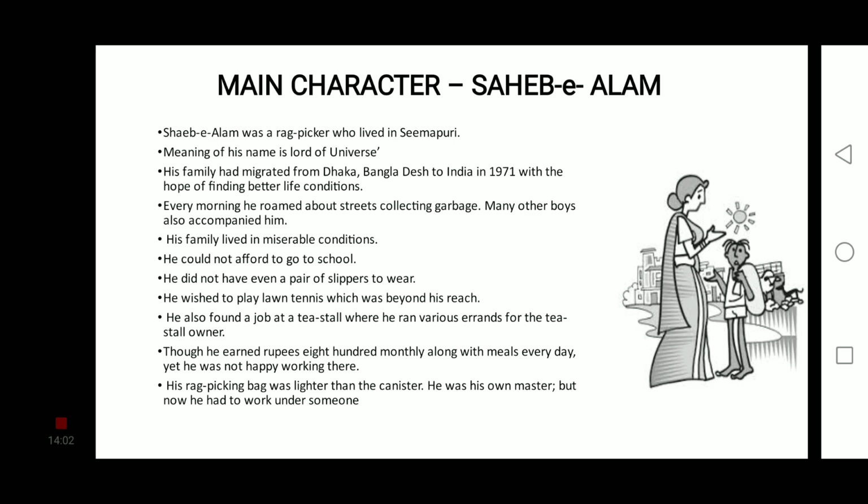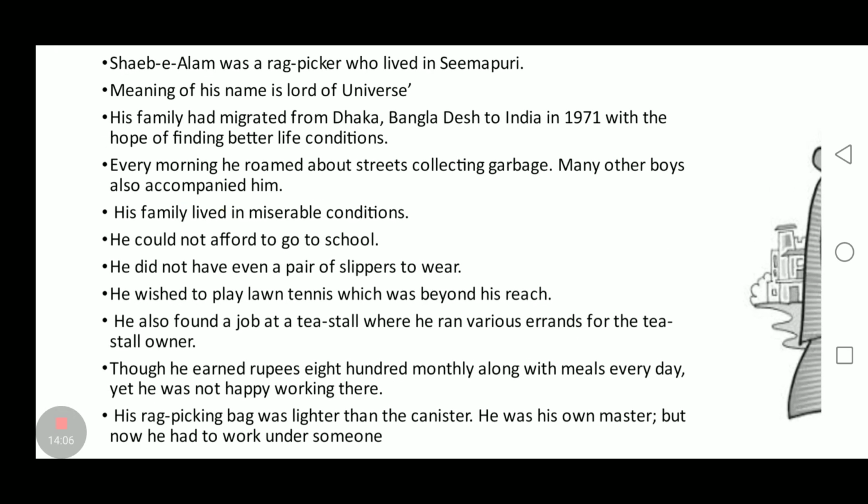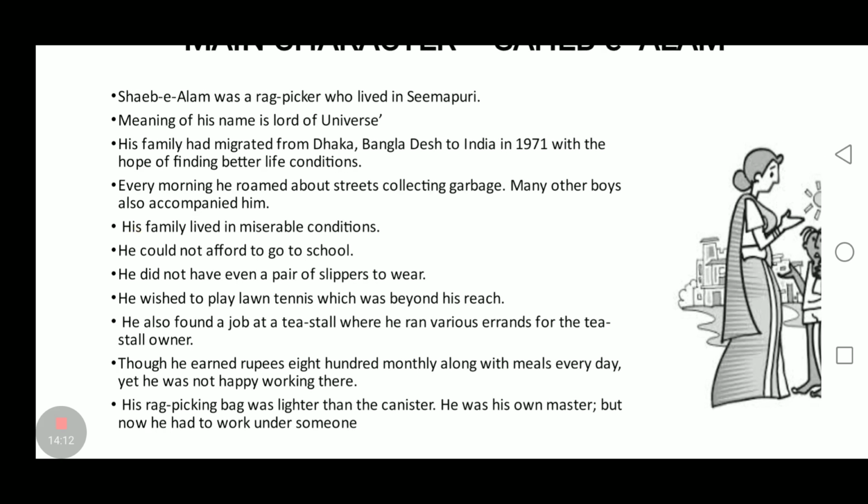He had a desire to play lawn tennis, which is a game of rich people, but he was not able to play that game. At the end, we will come to know that he found a job at the tea stall where he ran various errands for the tea stall owner. He earned rupees 800 monthly along with meals every day, yet he was not happy working there.